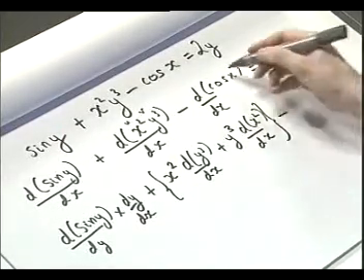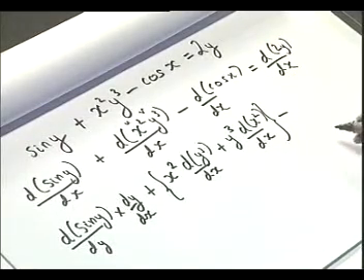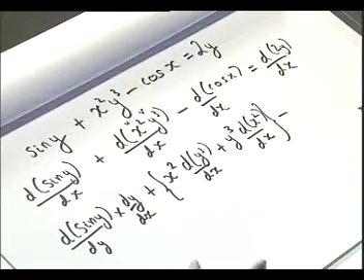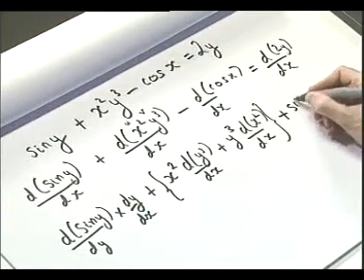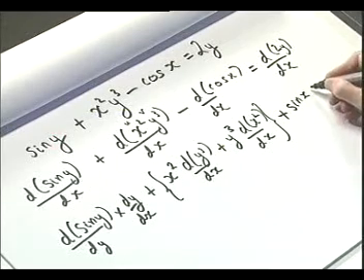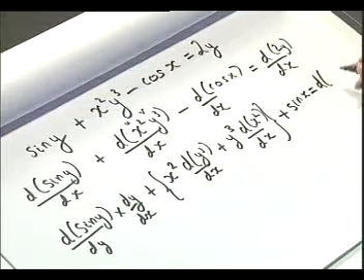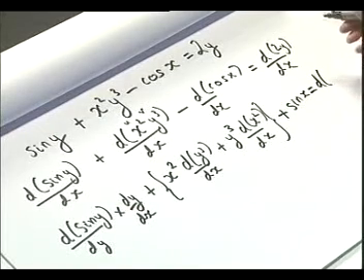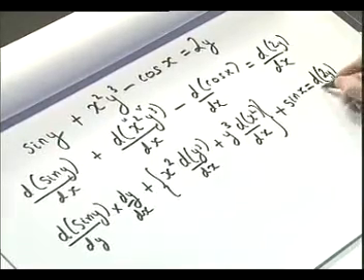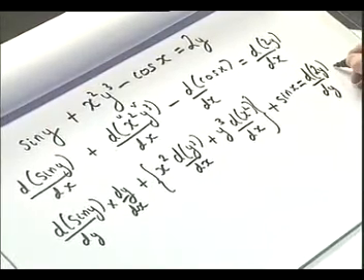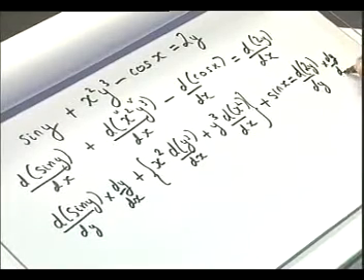Minus, now we can do this one, the derivative of cos x with respect to x. The derivative of cos is minus sine, so a minus and a minus makes a plus sine x equals the derivative of, and again my chain rule tells me that this is the derivative of 2y with respect to y times dy by dx.